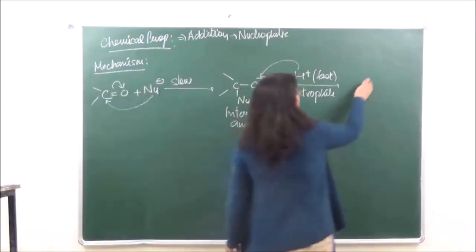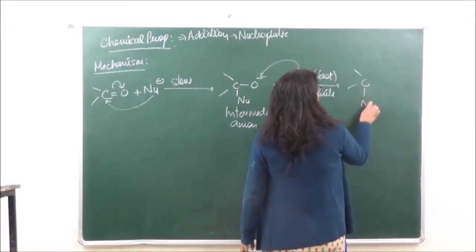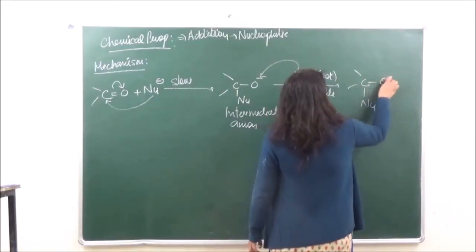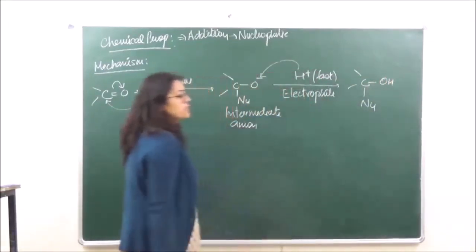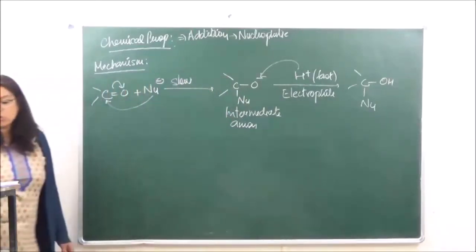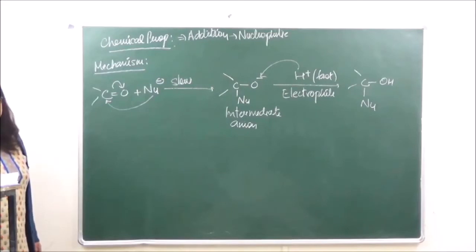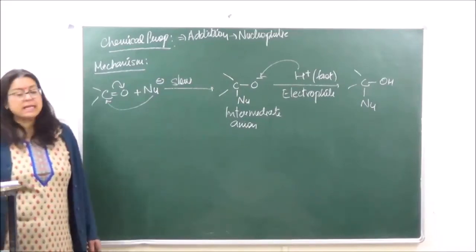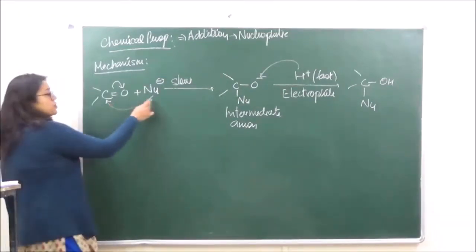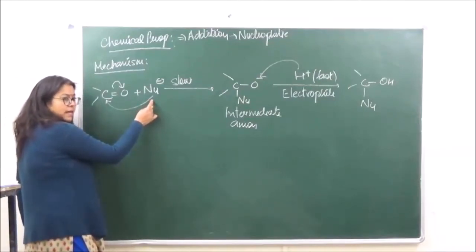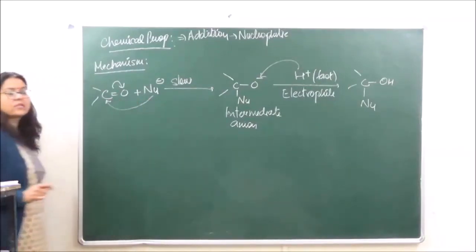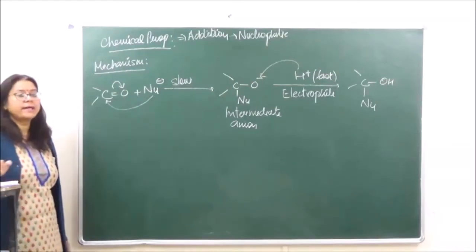So what are we getting over here? We are going to get an addition product of this type. So this is going to be the mechanism. The rate determining step is the first step, and as you can see, there are two species present in the rate determining step. Therefore the kinetics of this reaction is going to be second order kinetics.